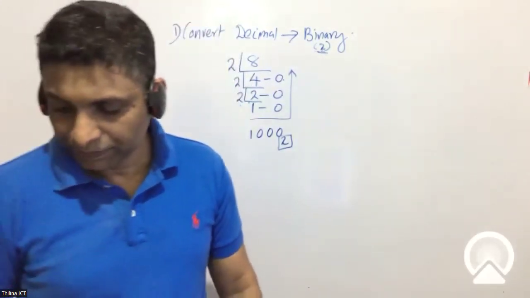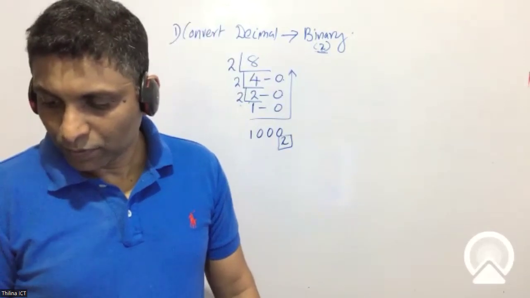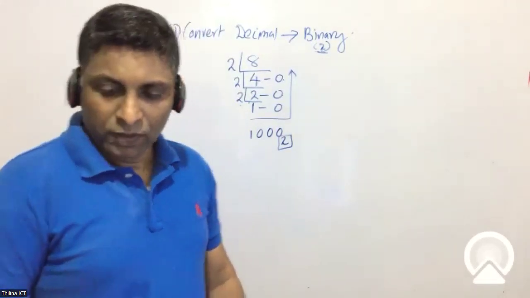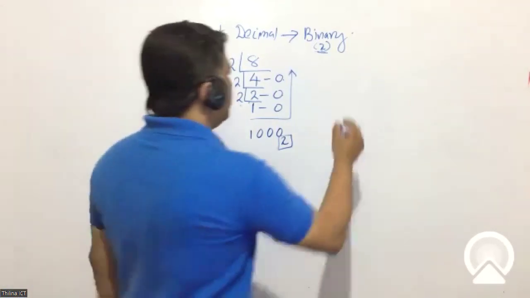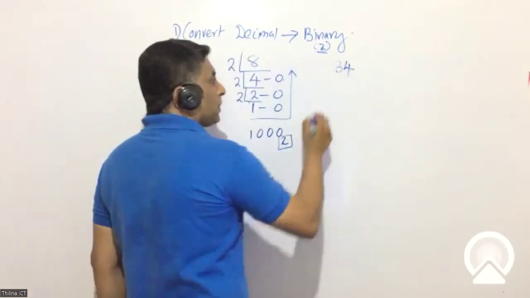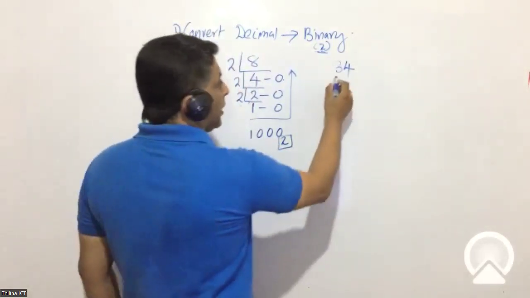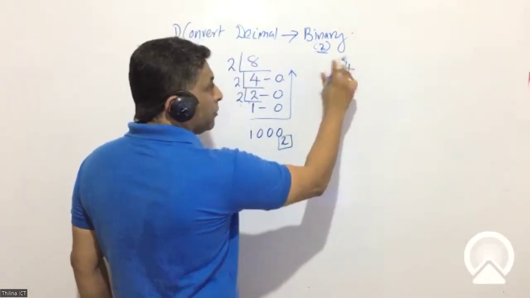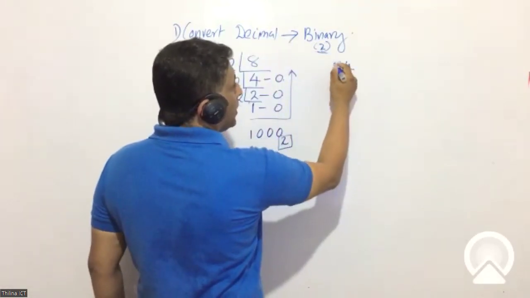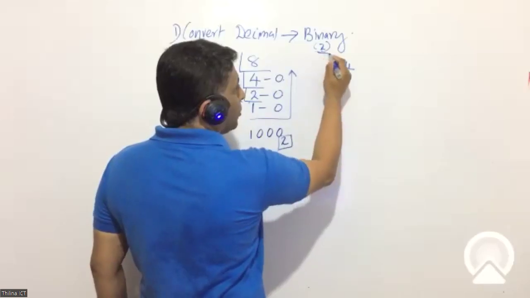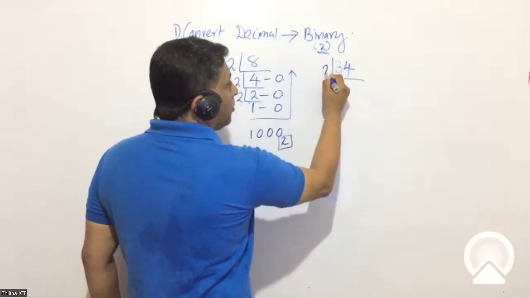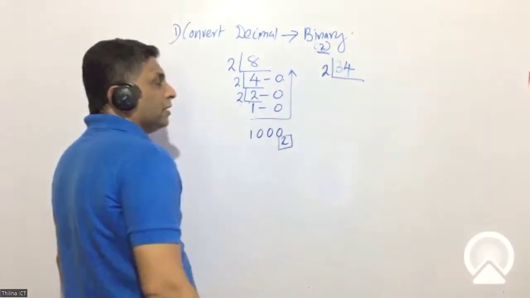We'll take a small one, 34. Now, 34, if we simply say 34, that belongs to the decimal number system. So we need to convert 34 into binary, that's base 2. So we need to divide by 2. So perform successive division here.